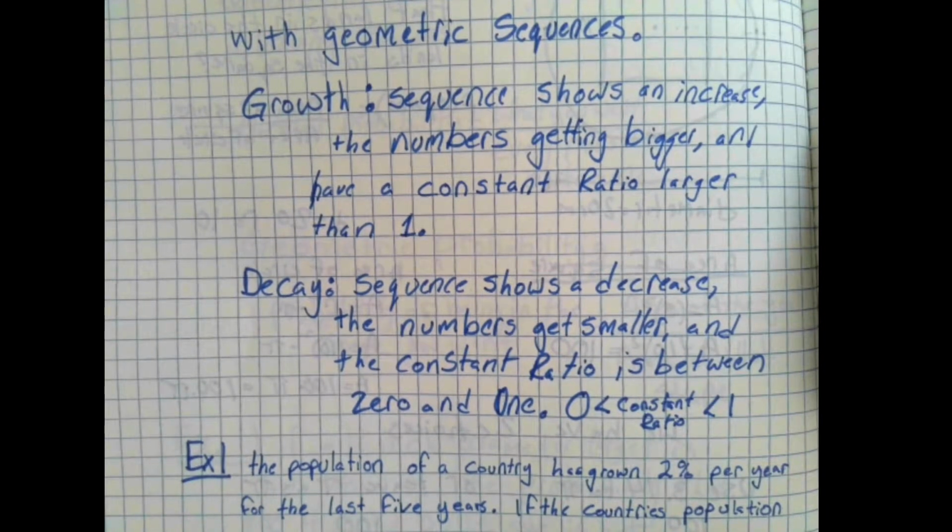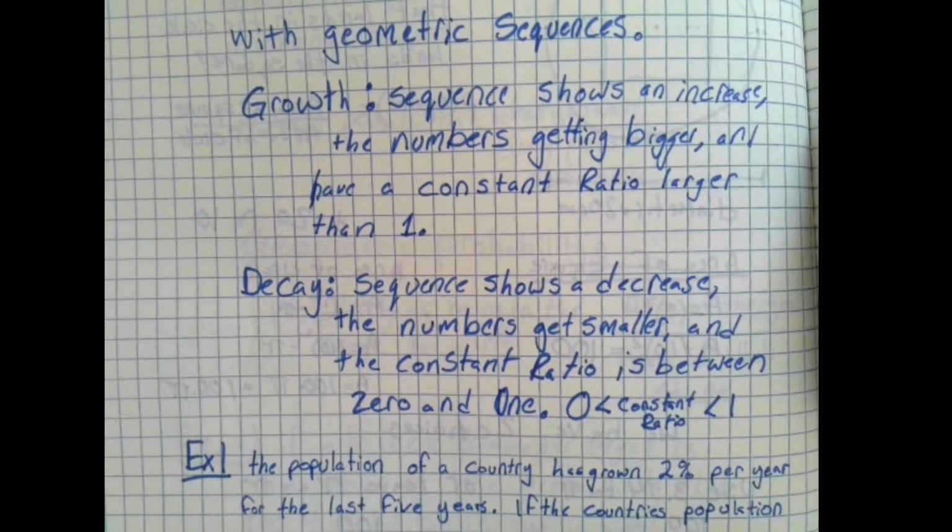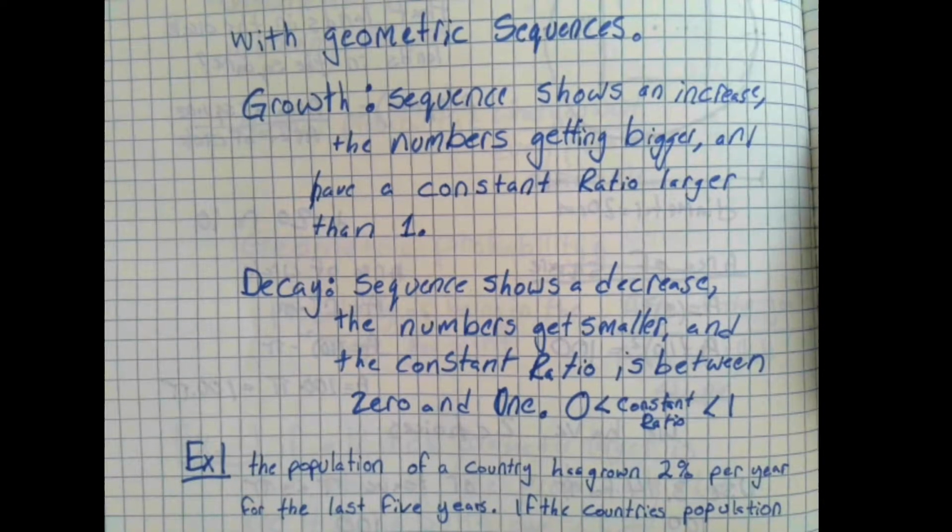The numbers will get smaller, and the constant ratio will be between 0 and 1. That means that when we divide each term by the term before it, we're going to get some decimal or fraction.